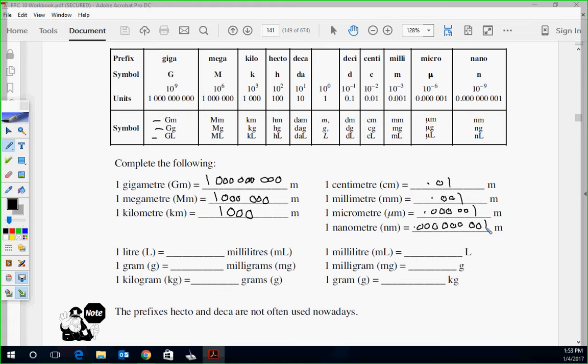Okay, that'd be 1 over billion. So 1 billionth. It's the billionths place. Okay. Any questions so far? Just setting them up using the chart there.